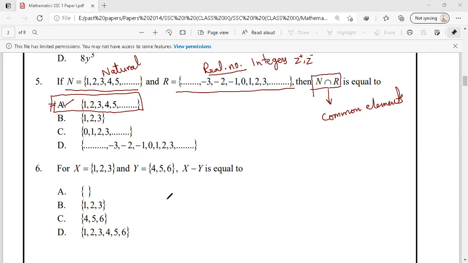Next, we have question number 6. We have two sets, a set X and set Y. And we have to perform this operation X minus Y. So set X is 1, 2, 3, and set Y is 4, 5, and 6. So these two sets are actually disjoint sets, and for disjoint set subtraction, the answer will be the first set.